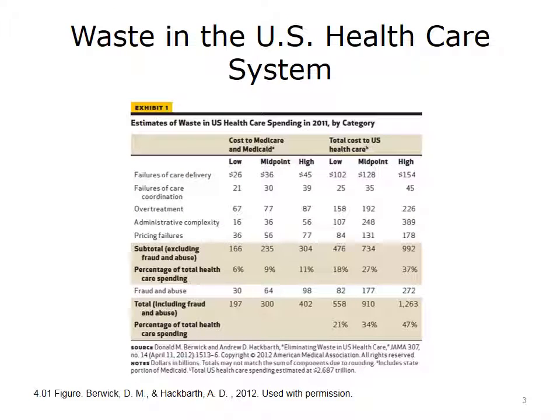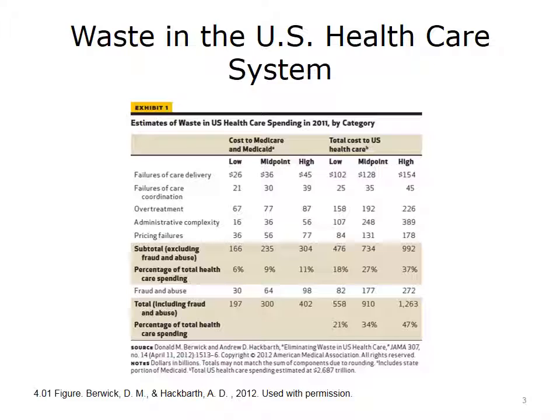This slide highlights the enormous amount of waste in the healthcare system and is taken from an article by Don Berwick in the April 2012 issue of JAMA. In the lower right corner of the slide, the estimates of waste from this study range from a low of 21% to a high of 47%, which is in line with other studies that have examined waste in the U.S. healthcare system. This waste generally falls into three sources: behavioral, clinical, and operational.